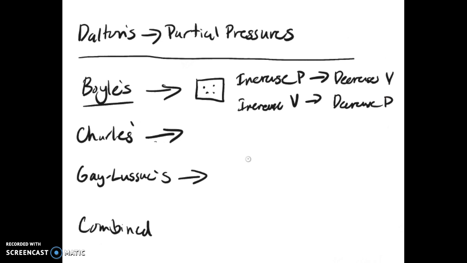Gay-Lussac's law states that the pressure of a fixed mass of gas at constant volume varies directly with the Kelvin temperature. Now that means the same thing. Increase the temperature, increase the pressure. Or back and forth.